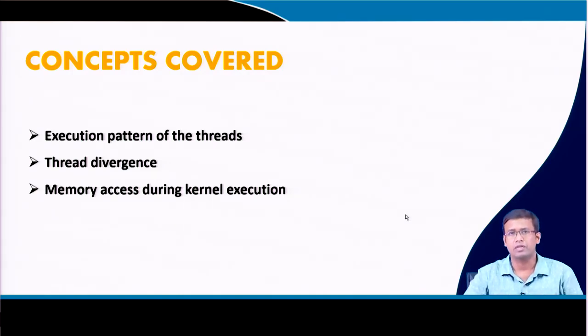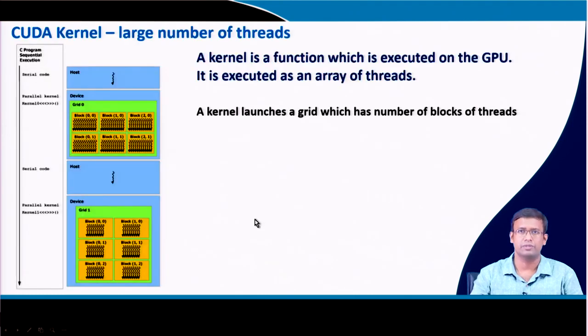There is something called thread divergence, which is very important for a programmer to understand. We will discuss thread divergence. It is really a performance killer. If we write a code which is thread divergent, sometimes it can go into a deadlock situation also, or sometimes it can give us extremely poor performance. Also, we will see about memory access during the kernel execution or thread executions.